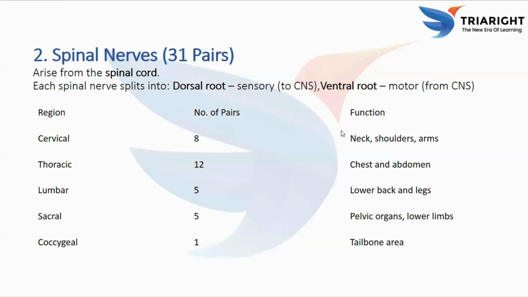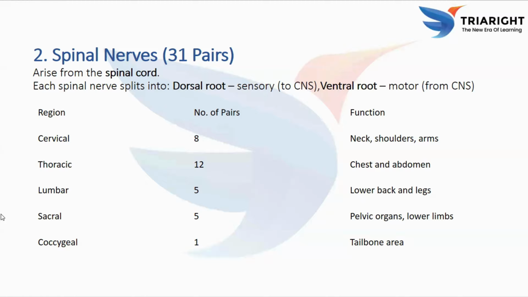So what is the classification of the spinal nerves? The cervical, thoracic, lumbar, sacral, and coccygeal. So C1 to C8. So what do the cervical nerves do? They control the neck, shoulders, and arms. Whereas thoracic segments, from T1 to T12, control the chest and abdomen.